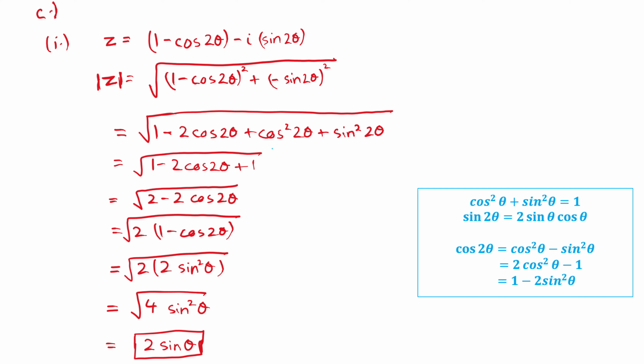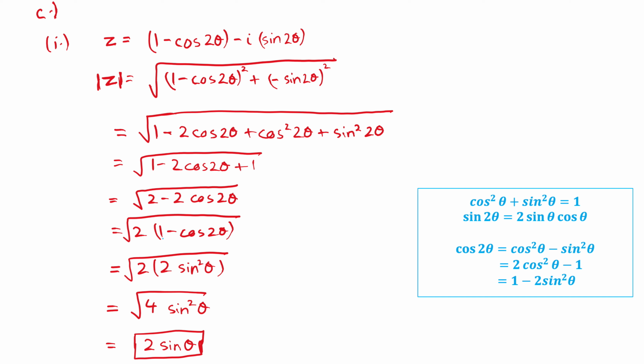Now from here we can use the Pythagorean identity, and cos squared 2 theta plus sin squared 2 theta will be 1. So this stays as it is. From here I can add these ones to get the square root of 2 minus 2 cos 2 theta. From here I have factorized 2, so I'm left with the square root of 2 times (1 minus cos 2 theta).